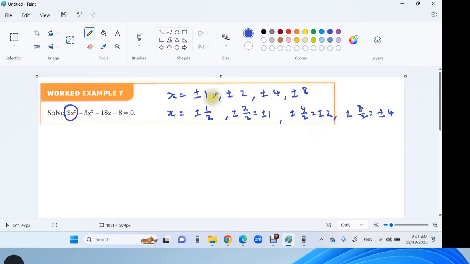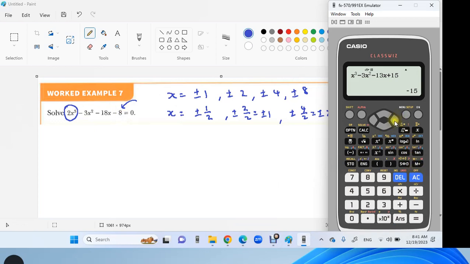Because if it is one of the roots, then it must be a factor of this, or a factor divided by a. So for this one, we can key in 2x cubed minus 3x squared minus 18x and then minus 8, and we do the CALC. We try with 1. Oh, cannot. Then we try with negative 1. Also cannot. We try with 2. Cannot. We try with negative 2. Yes, negative 2 is one of the roots.